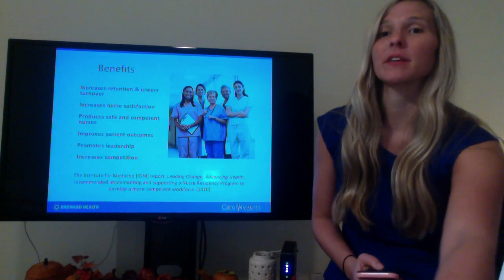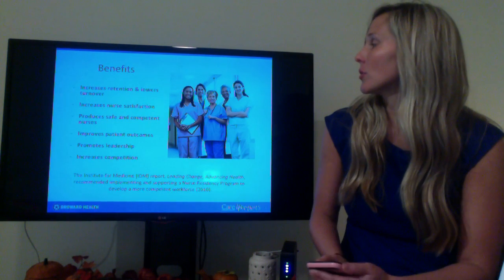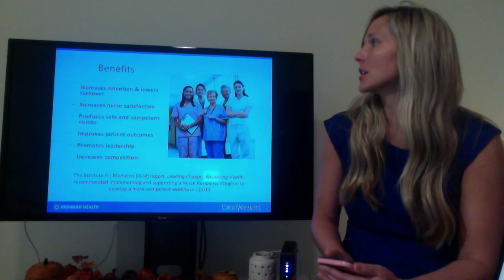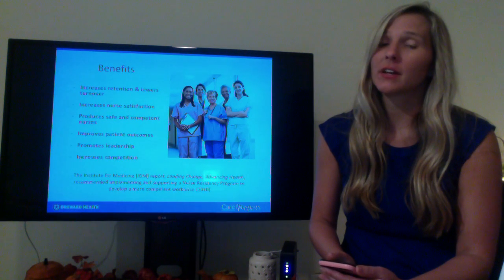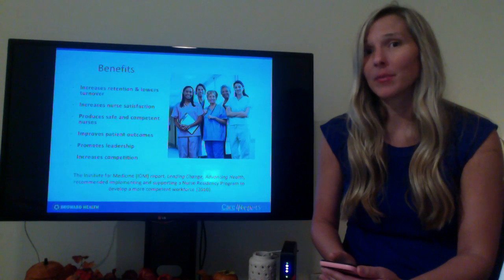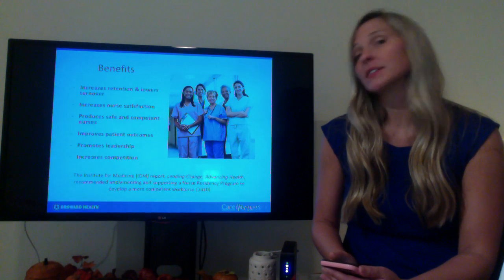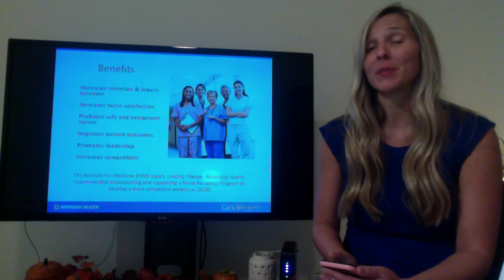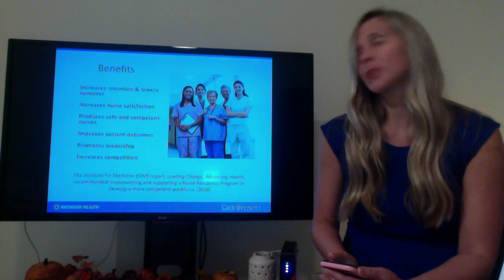There are numerous benefits of a nurse residency program, and some of them include increasing retention and lowering turnover, increasing nurse satisfaction, producing safe and competent nurses, improving patient outcomes, and studies do show this happens, promoting leadership, and increasing competition. Say we have a nurse residency program and Memorial doesn't. New graduates are definitely going to try to come to us over Memorial.